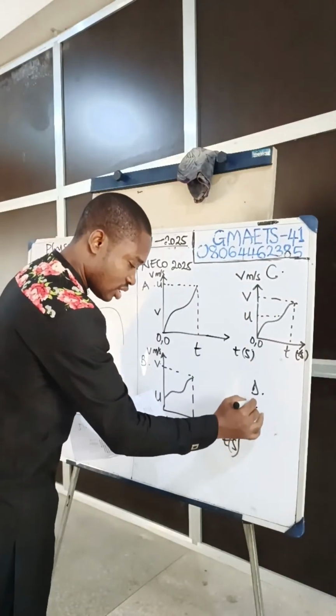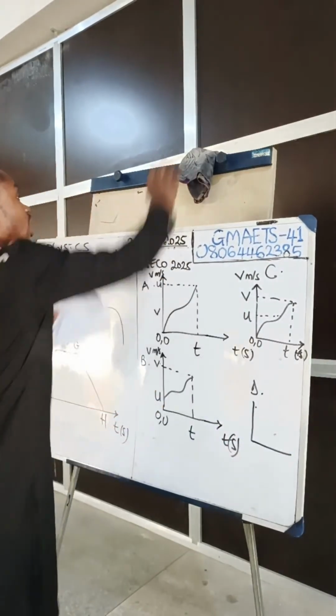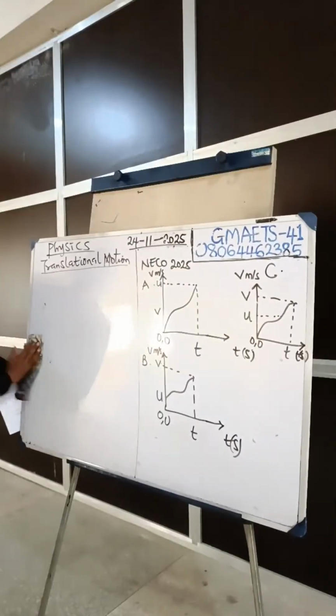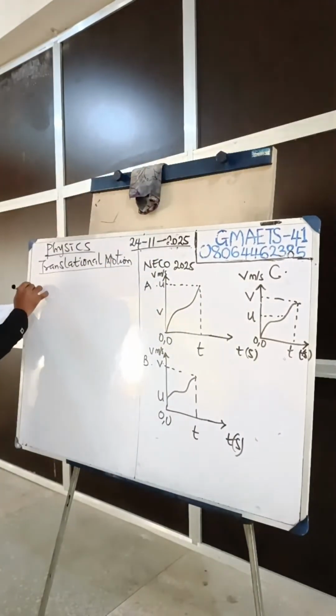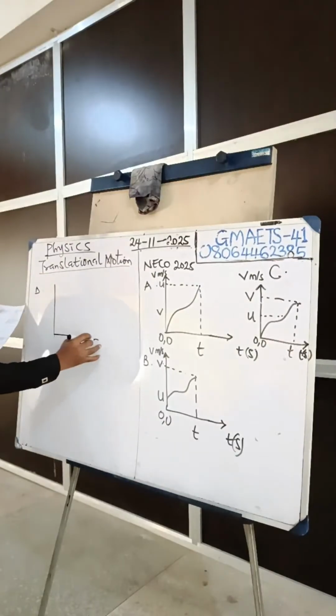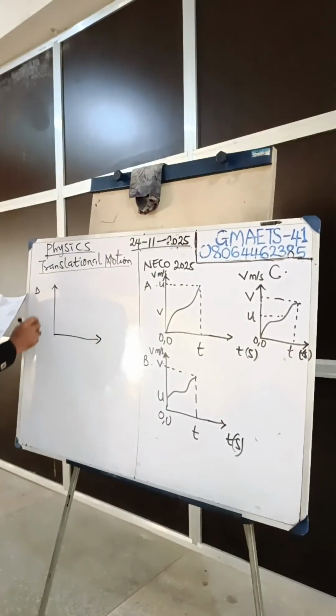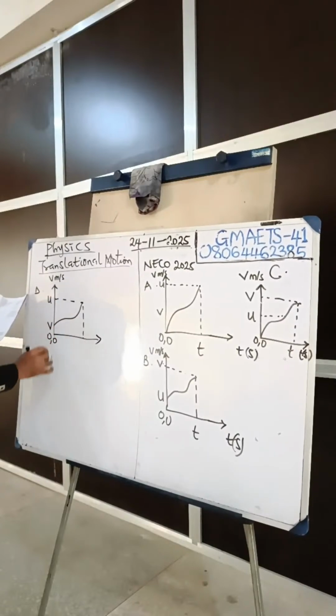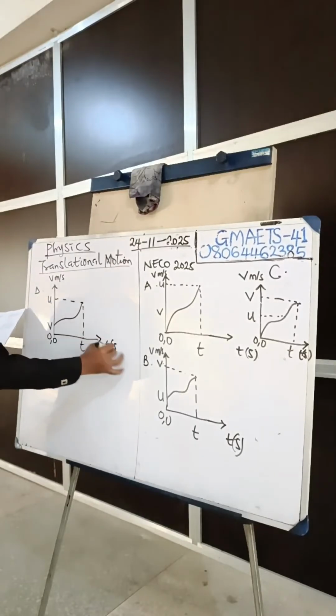Option D, oh no, we have this. Permit me to transfer options D and E to this side of the board. Option D, we have something like this. And then this is 0, 0. We have something of this kind, a curve like this, with dots. This is velocity axis in meter per second. Then we have this as U. We have this point as V. Then we have T. This axis is time axis.